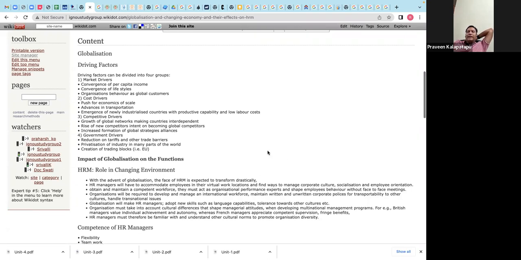So what are the driving factors, why exactly do companies globalize? First is market drivers. Obviously, you want to market in other countries.